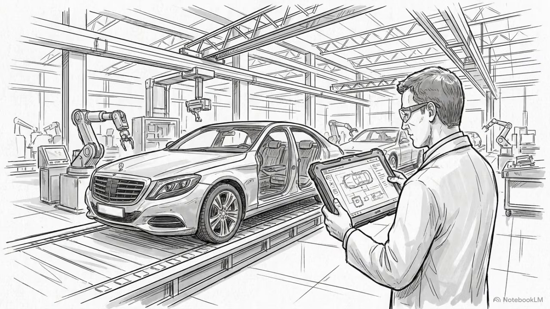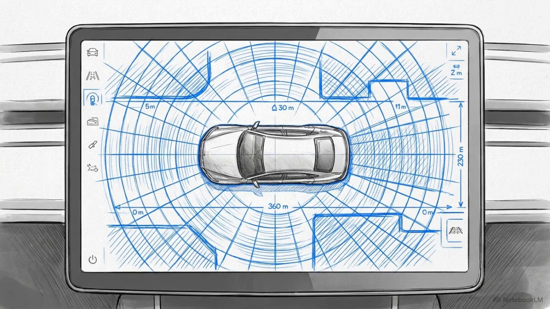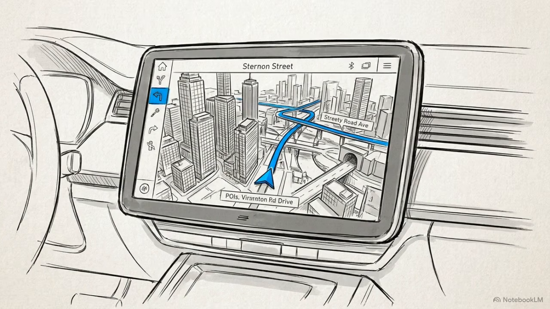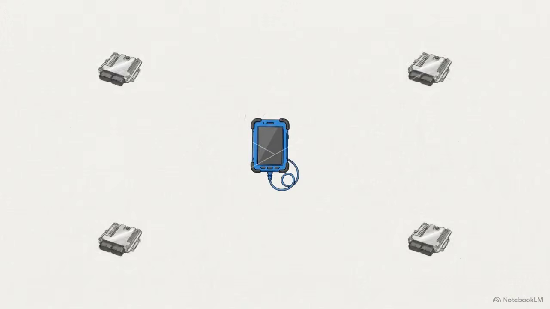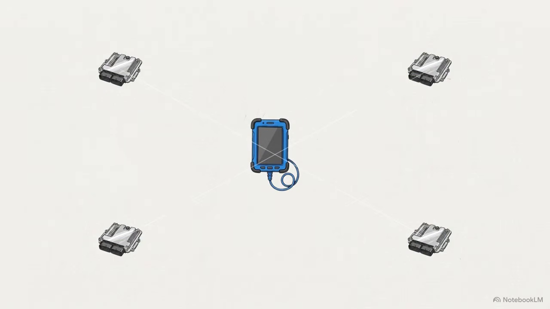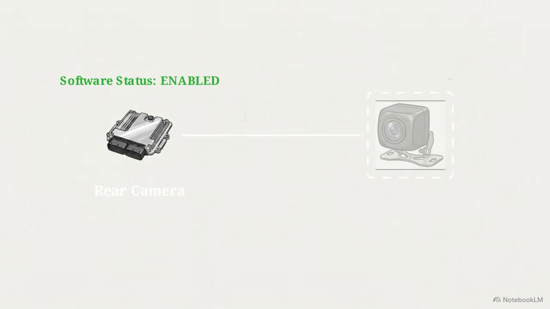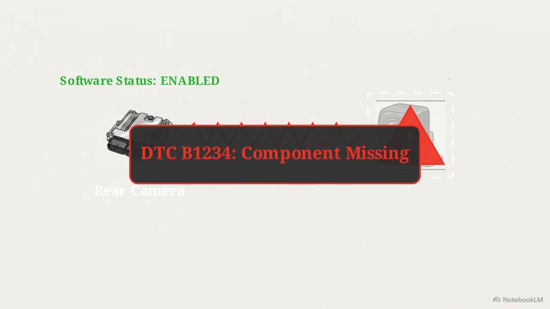This exact diagnostic workflow is used across the automotive industry to configure display resolutions, activate 360-degree cameras, and update regional map data. The final mandatory step in any variant coding process is to scan the vehicle network for diagnostic trouble codes, or DTCs. If you enable a feature in the software, like a rear camera, but the vehicle lacks the physical camera hardware, the ECU will detect the mismatch and generate a fault code.